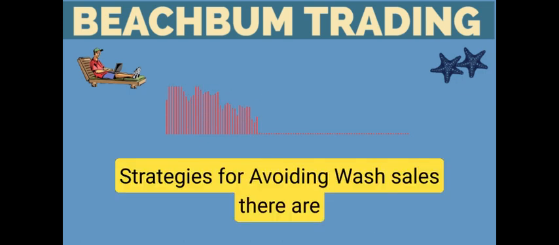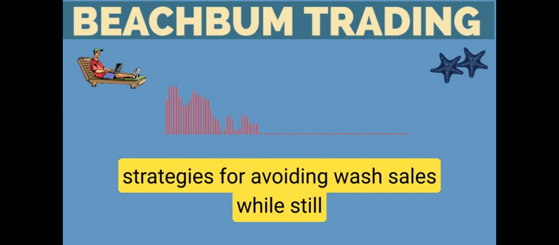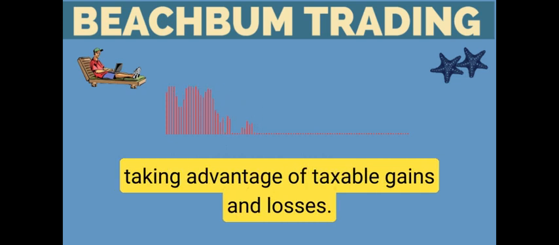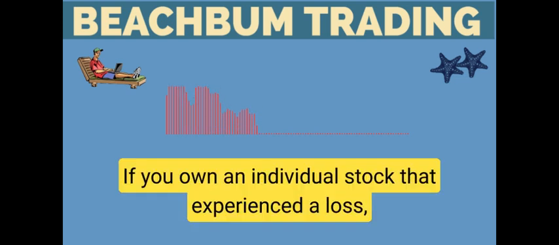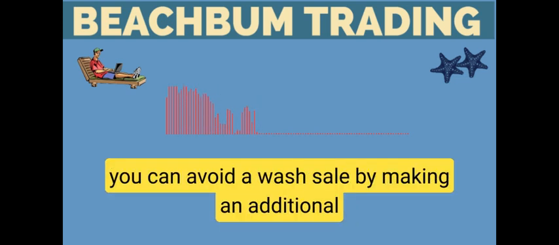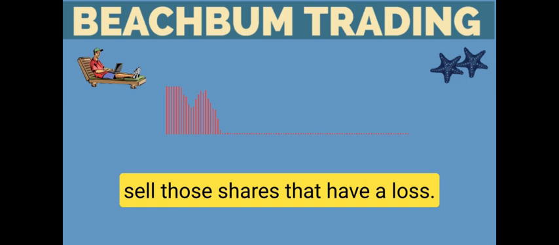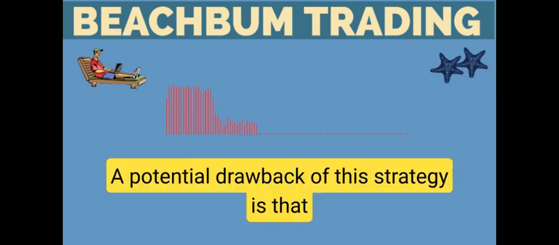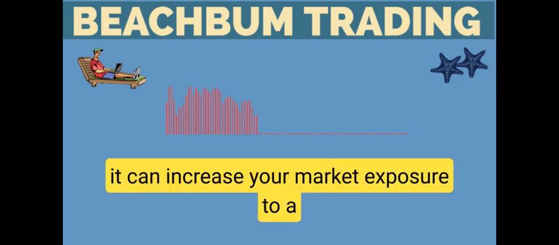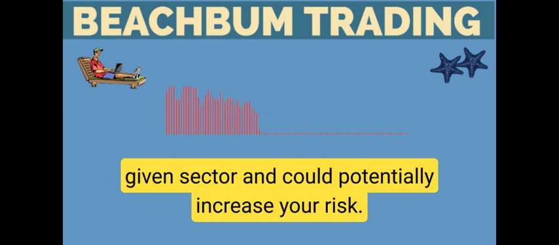Strategies for avoiding wash sales. There are strategies for avoiding wash sales while still taking advantage of taxable gains and losses. If you own an individual stock that experienced a loss, you can avoid a wash sale by making an additional purchase of the stock and then waiting 31 days to sell those shares that have a loss. A potential drawback of this strategy is that it can increase your market exposure to a given sector and could potentially increase your risk.